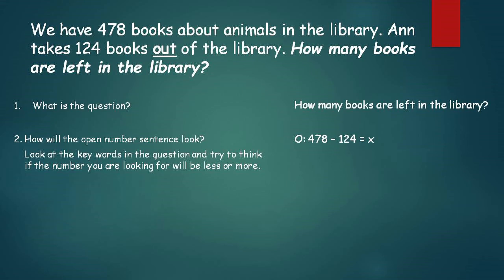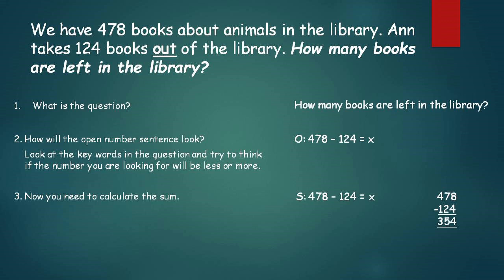The second thing we need to do is decide how will the open number sentence look. So you need to look at the key words in the question and try to think, are they asking us to do a less or a more or a times or divide? What are they asking for? Now the fact that she took the books out of the library tells us that we need to minus something. So we take our total, 478, minus, taking them out, 124 equals X.